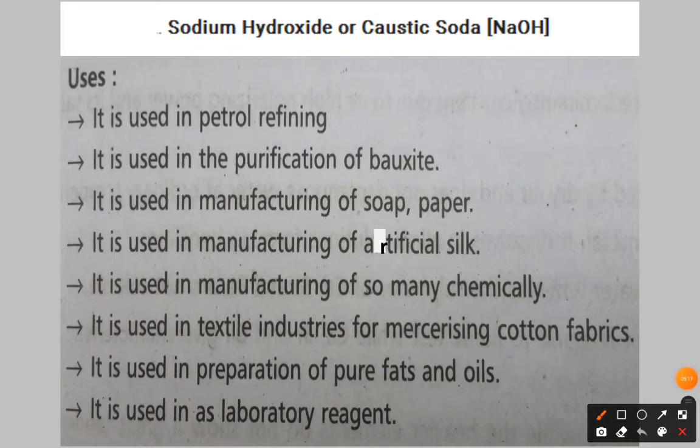Now the uses. It is used for petroleum refining. Refining, as you know very well, is nothing but purification. Along with that, we use it for the purification of bauxite. Bauxite is an aluminium ore that we will discuss later in group 13. It is also used for the manufacturing of soap, paper and artificial silk. As you know, natural silk comes from the silkworm. Artificial silk means man-made silk. It is also used for so many chemicals.